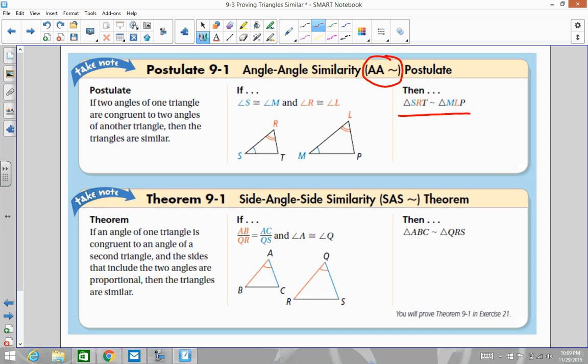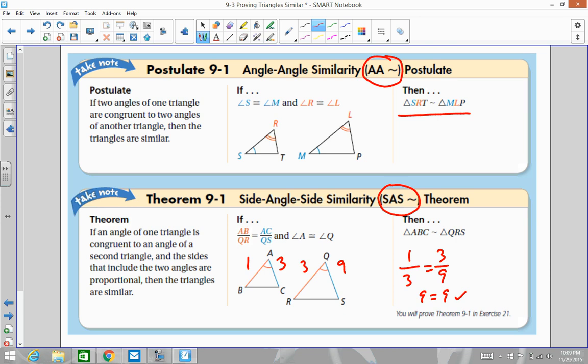All right? And then theorem 9-1 is side-angle-side similarity. It means you have to have two sides proportional to two sides on another figure, and they have to have that angle between them. So if this is a 1, and this is a 3, and this is a 3, and this is a 9, I can check the proportion AB, which is 1, over QR, which is 3, equals 3 over 9, and I get 9 is equal to 9. So the proportion checks out, and the angle checks out, so this is side-angle-side similarity.